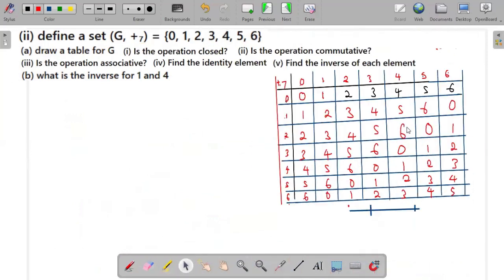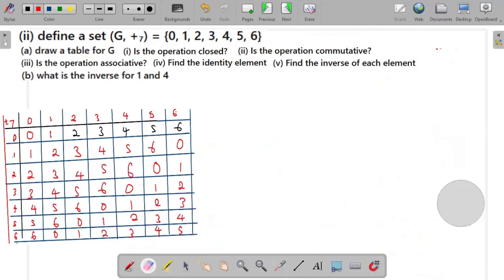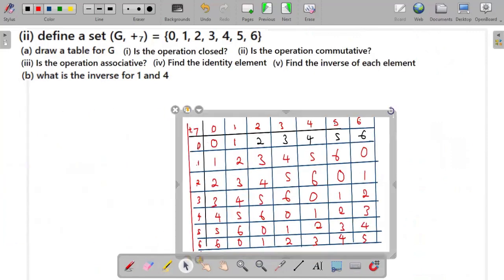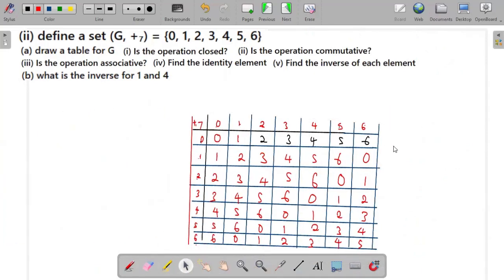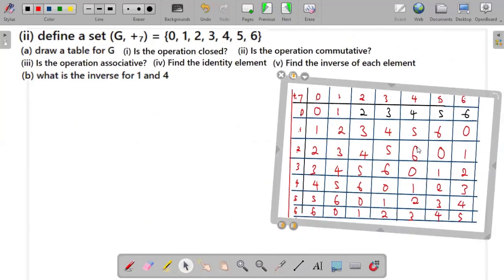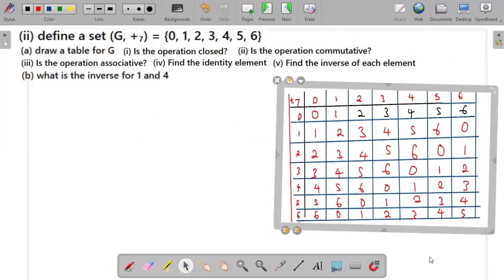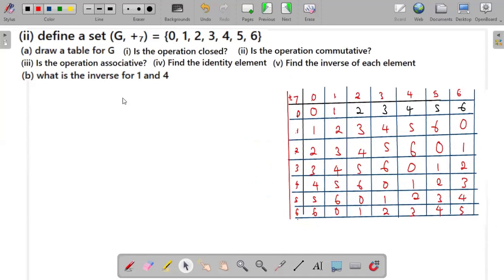Okay, so this is my table there. There's still some things remaining here. Okay, so this is our table here. So let's put it here. Okay, this is our table there. All right, so now we'll be answering all the other questions based on this table.